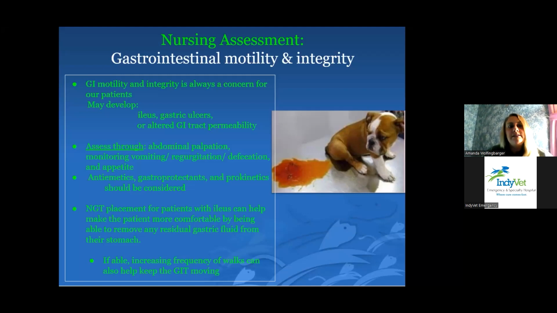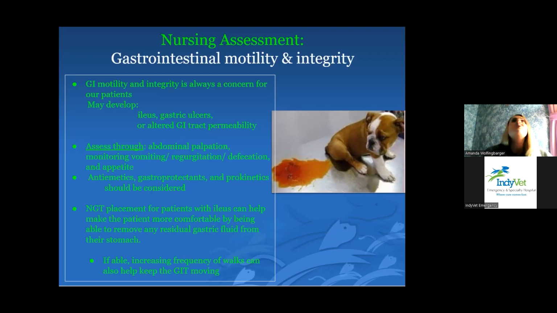If you have a patient that's continuing to regurg or continuing to not eat, continuing to be uncomfortable in their abdomen, this is another area where we can really advocate, hey, what about a dose of Serenia? What about XYZ, just to make them more comfortable, thinking about their GI integrity. And then one of my favorites is nasogastric tube placement for patients with ileus. It can help make them more comfortable by being able to remove all that gastric residual volume off their tummies.